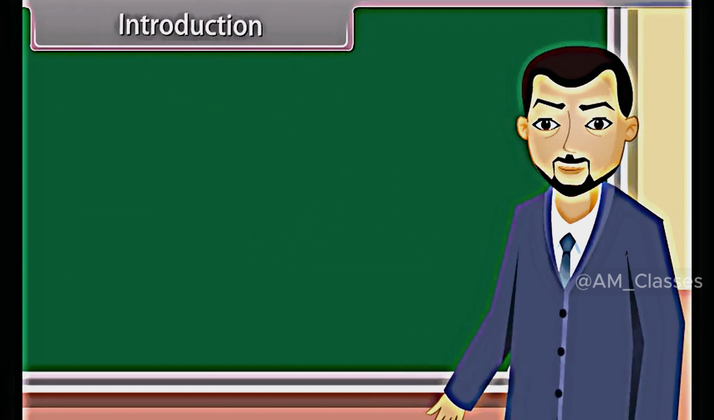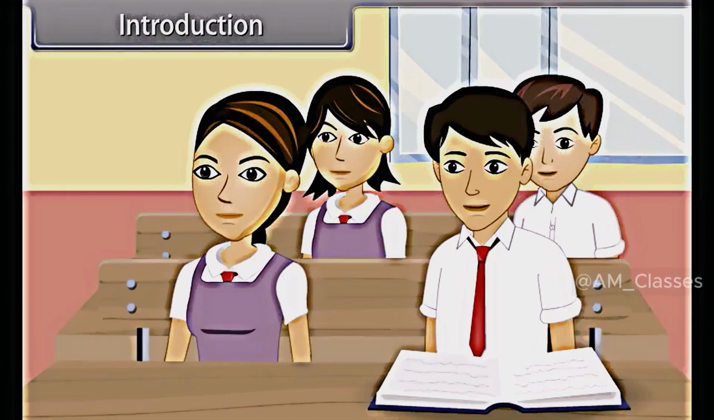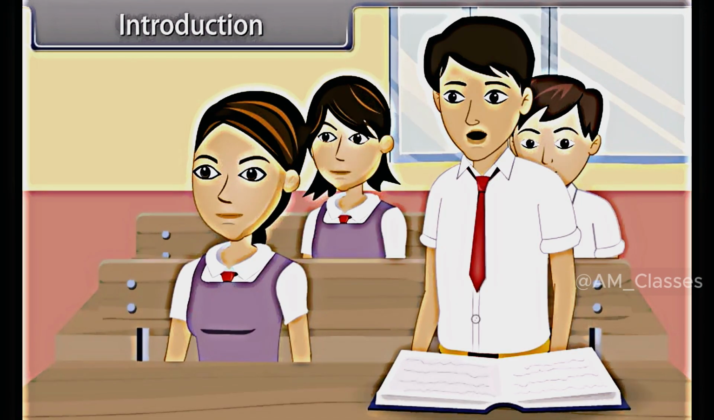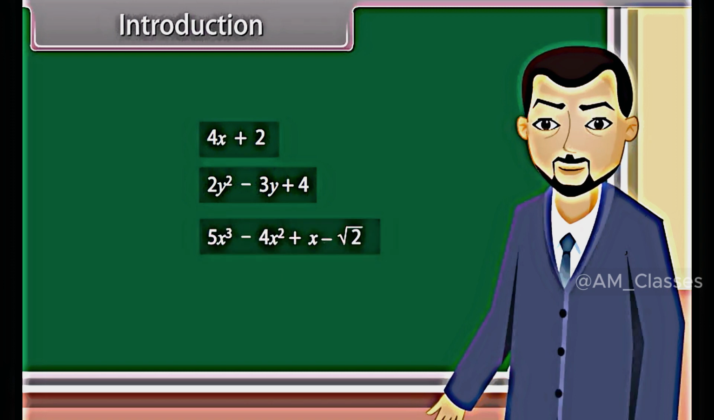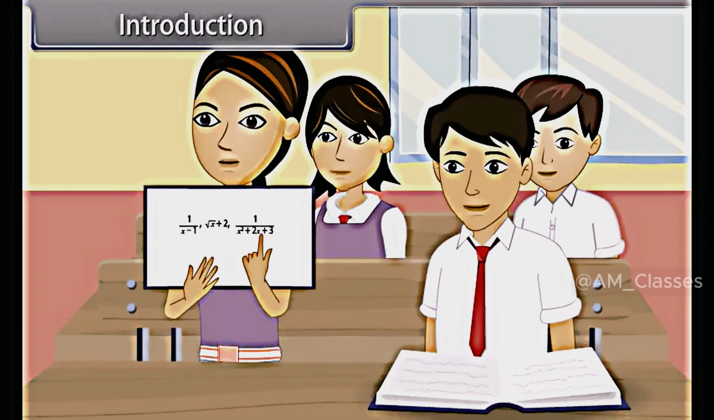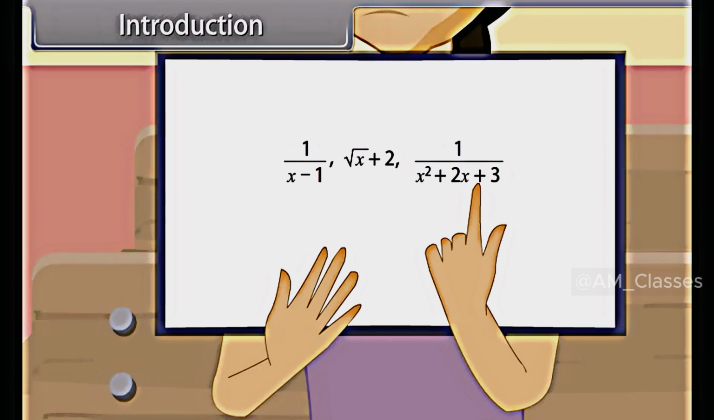Introduction. Students, look at this polynomial. What can you say about this? This is a polynomial in the variable x of degree... You're right. Similarly, 2y square minus 3y plus 4 is a polynomial in the variable y of degree 2. And 5x cube minus 4x square plus x minus square root 2 is a polynomial in the variable x of degree 3. Teacher, is this expression a polynomial?